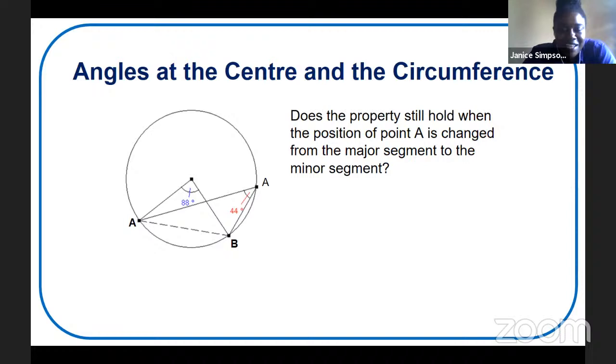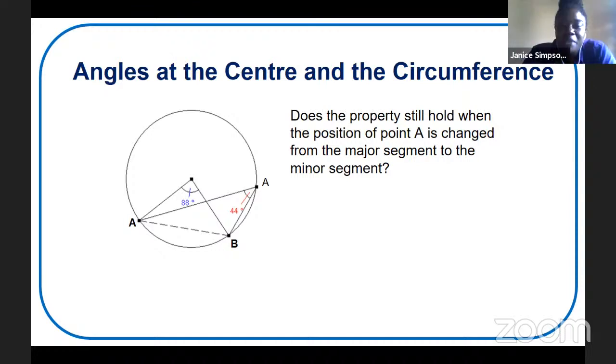Shanika is saying, I think it still holds. Yes, I think it will. I'm getting a lot of yes, miss. Not seeing any responses on YouTube just yet.